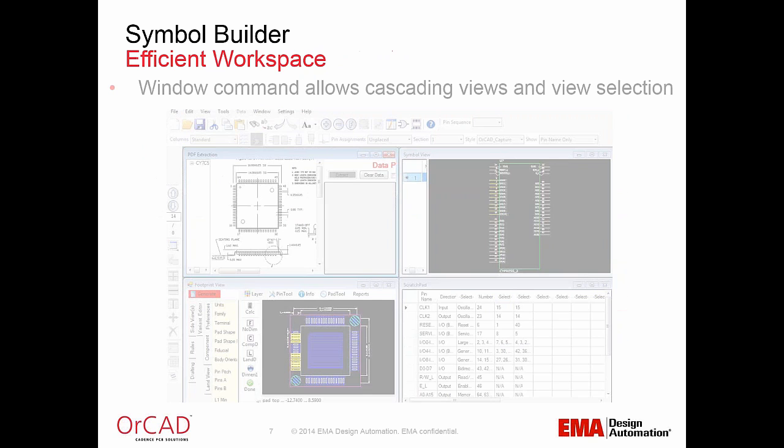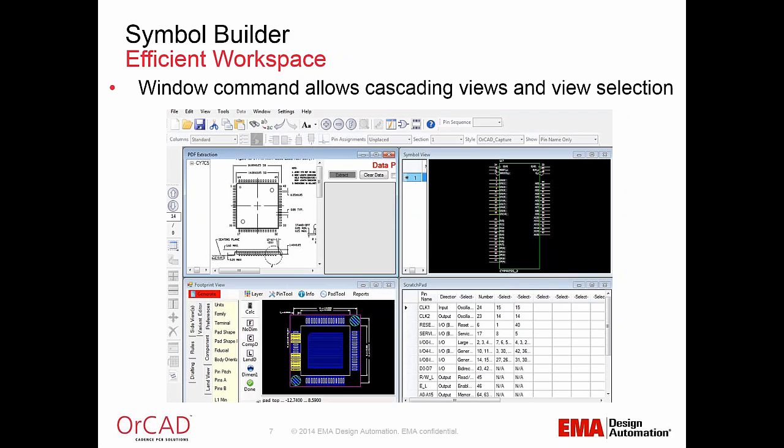And using the Windows Cascade feature, multiple views can be displayed. Again, we're talking about one GUI to build symbols and footprints and also to view the extracted content as well as the PDF data sheet. And it makes traversing any of the windows and cross-referencing one to the other very easy.